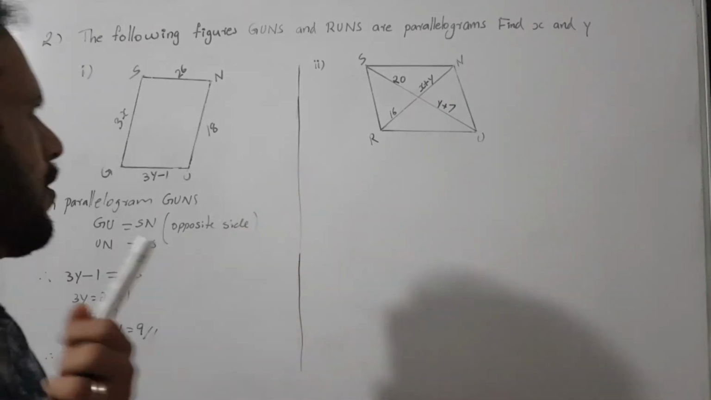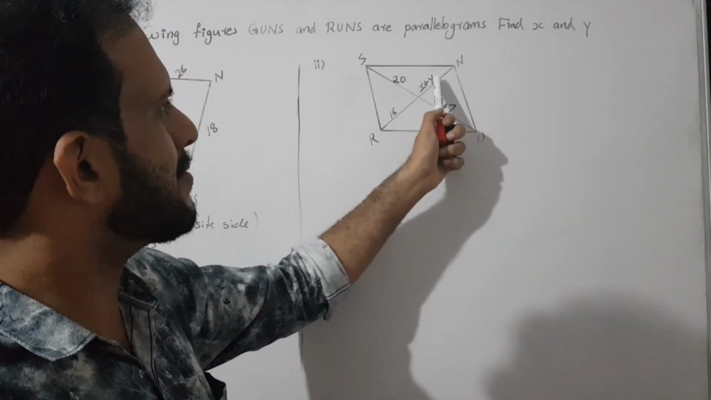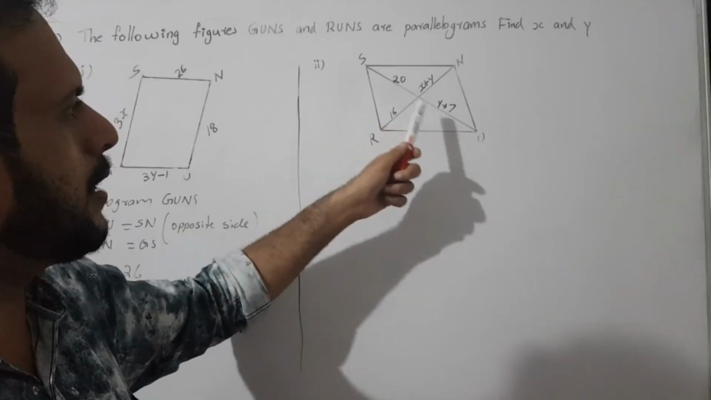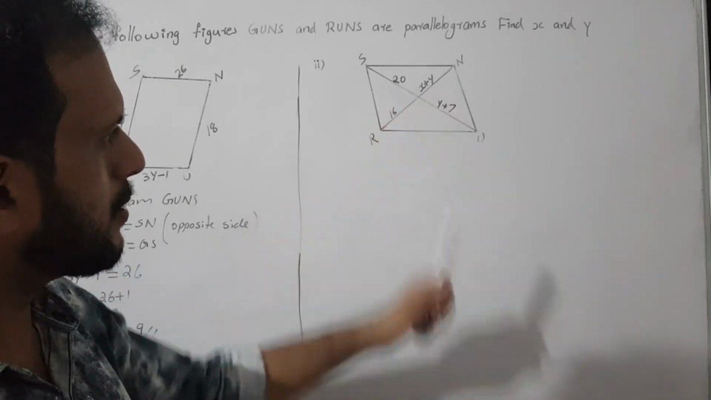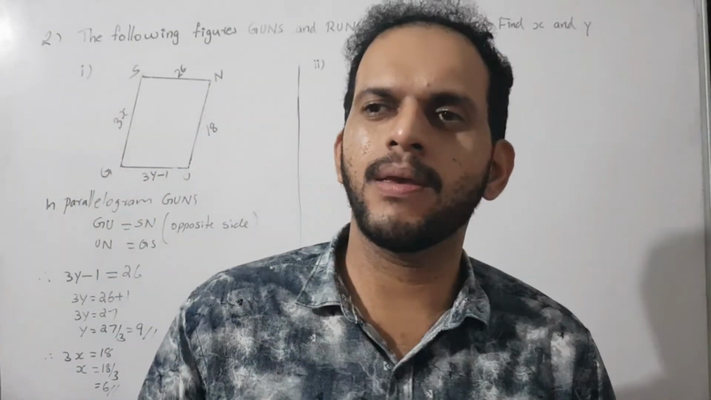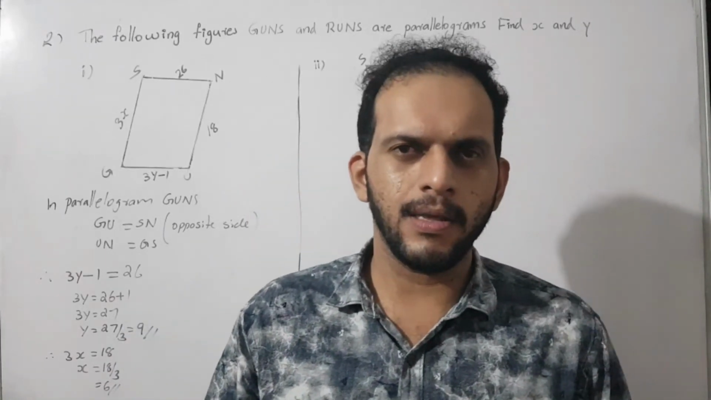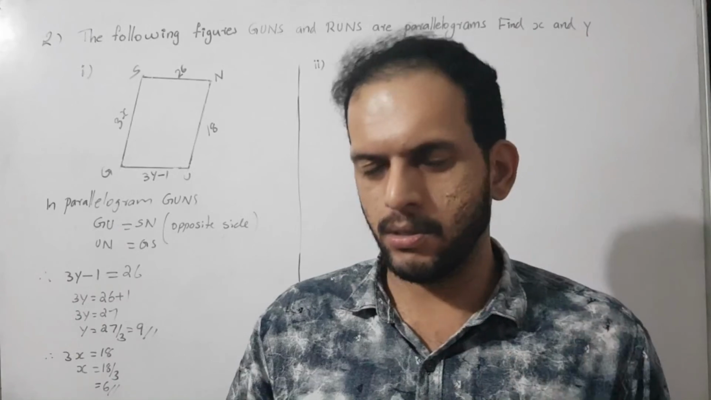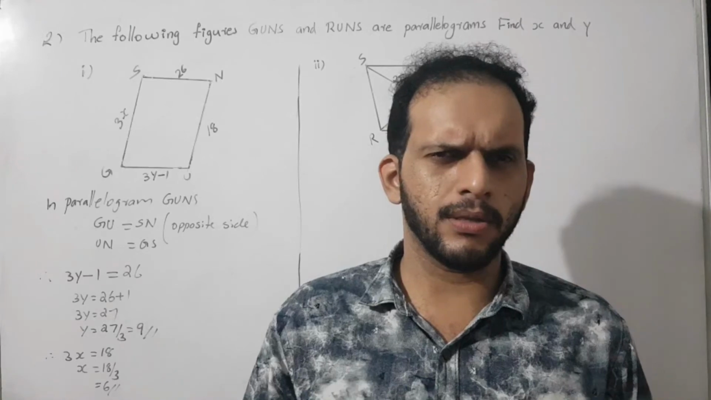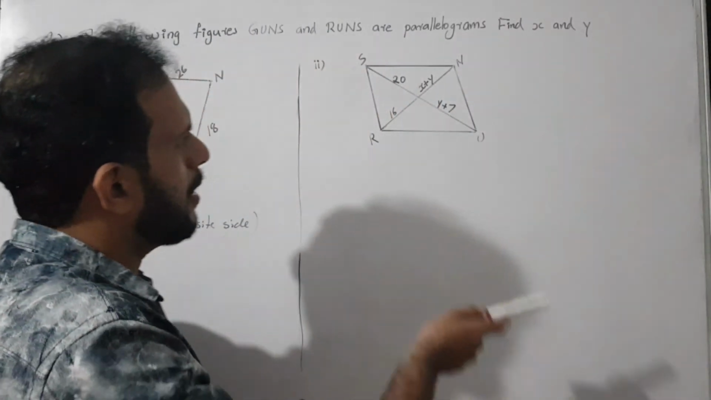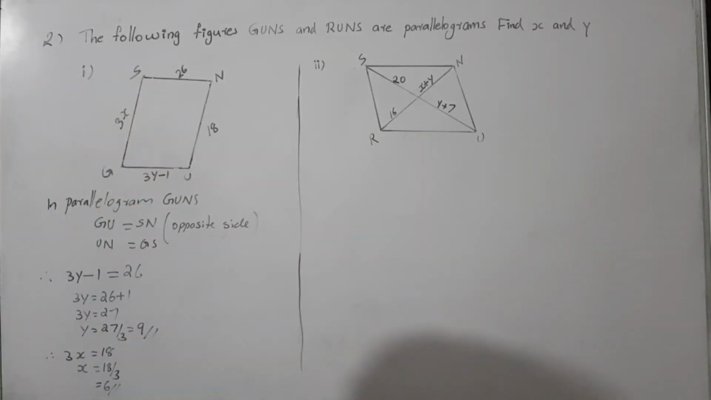Then the second question. What is the second question? It is a parallelogram and we need to find the value of x and y. Correct? The given measurements are marked on the diagonals, so we apply the properties of diagonals. What is the property of diagonals? The diagonals bisect each other. What do you mean by bisect each other? It means the meeting point of the diagonals is the midpoint of both diagonals.